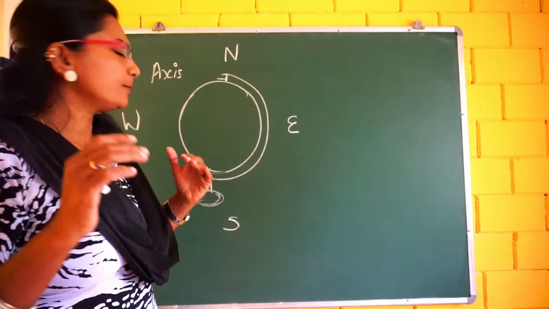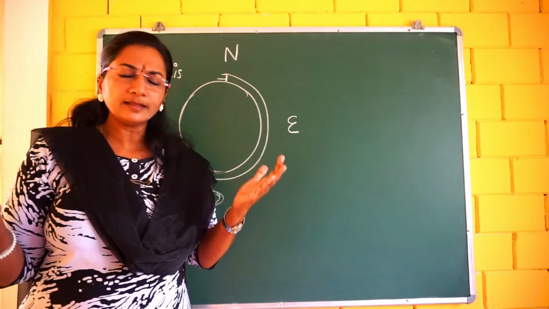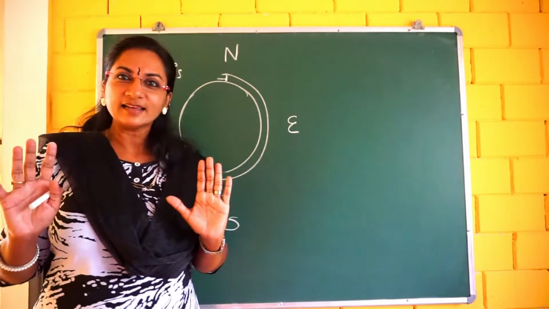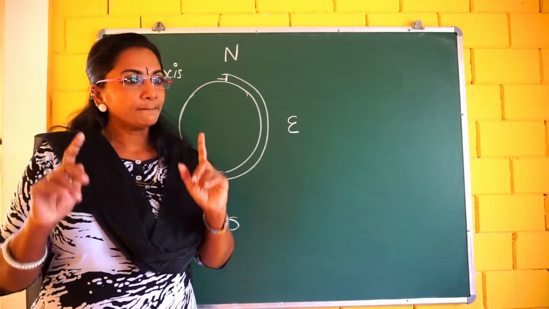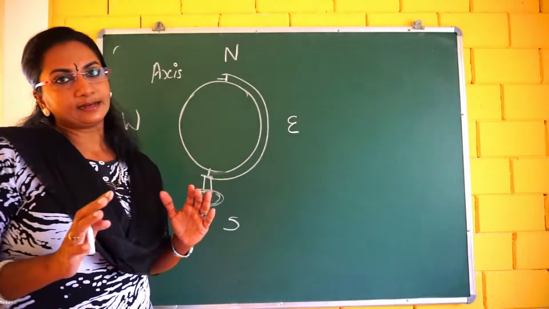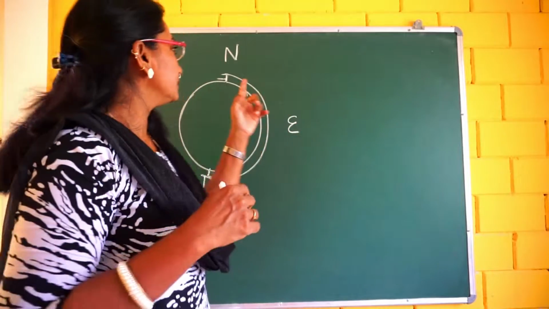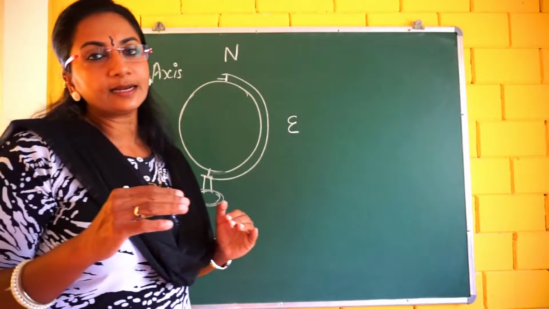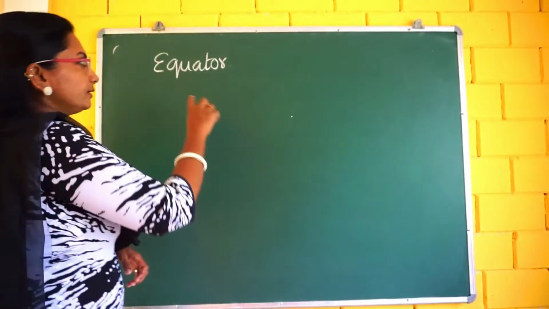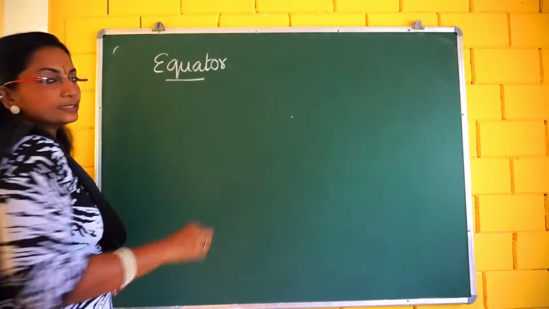Then you may ask whether our real earth has a needle. No, our real earth does not have a needle, but it moves around its axis, which is an imaginary line. For our original earth, this needle is an imaginary line, and we call it the axis. Got it?